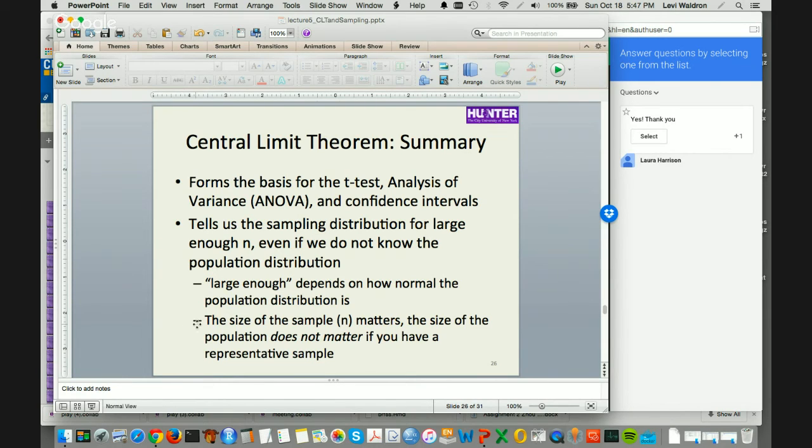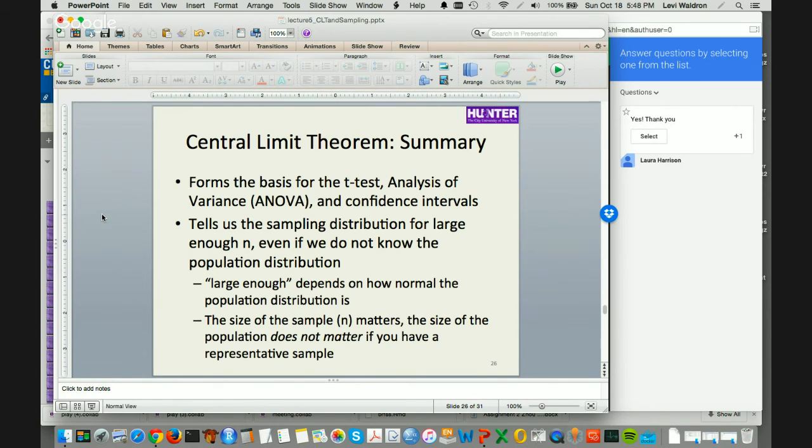So this last note is actually very interesting, in that the size of the sample matters, but the size of the population does not matter. It does not enter into this calculation. The sampling distribution is determined only by the sample size n. So whether your population is of size 60,000 or 6 million, you would have the same amount of precision in estimating the population mean for a given sample size n.